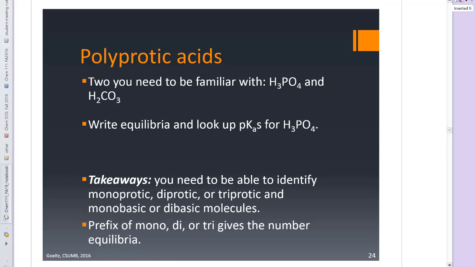Hello, let's talk about polyprotic and polybasic materials. These refer to chemicals rather than solutions. There are two that you simply have to be familiar with. These are H3PO4 and H2CO3.